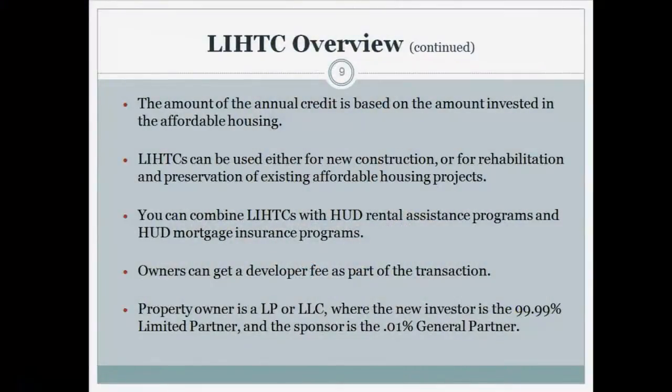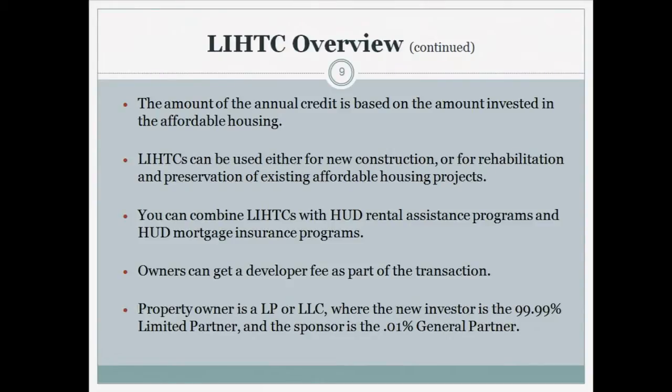Let's keep going on the tax credit overview. The amount of the annual credit is based on the amount invested in affordable housing. So there's a formula. We won't go into all the details, but the amount of tax credits you generate is based directly on the amount of money you spend on the project.